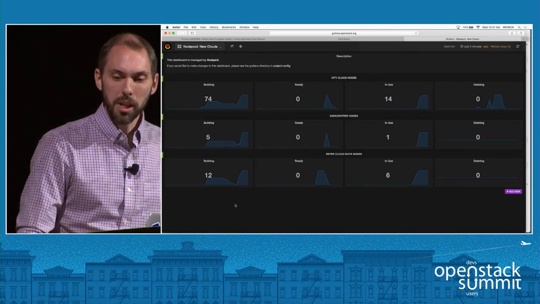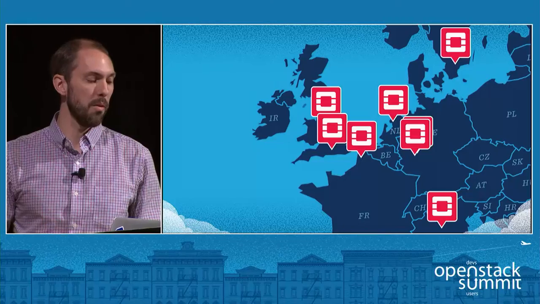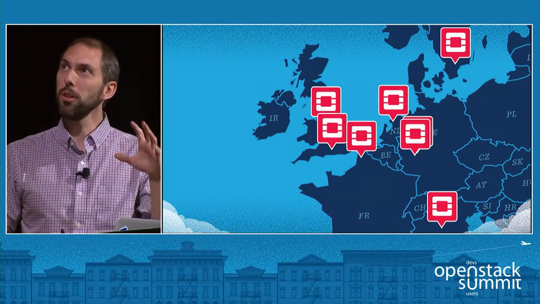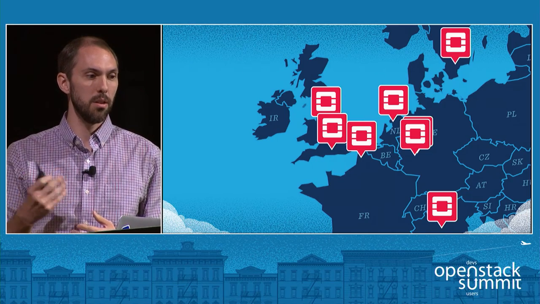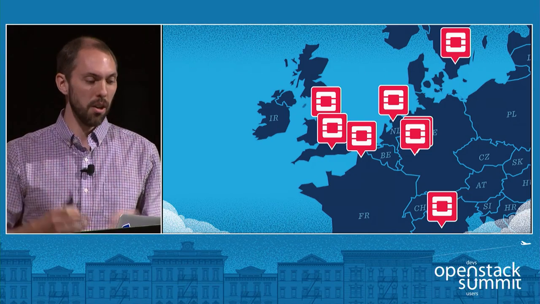So I think we have a final slide over here that shows what infra looks like now in Europe. Right, and we've added, as I said, seven new regions in Germany, UK, Sweden, the Netherlands, and Italy. And all of that in just a few minutes.